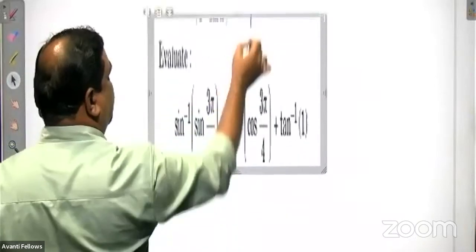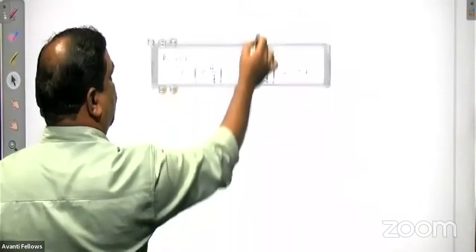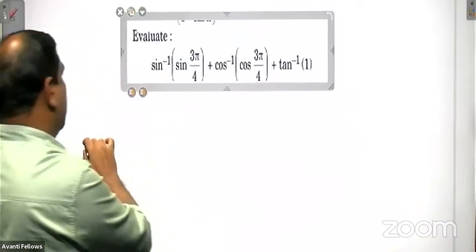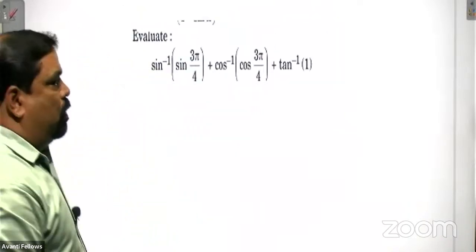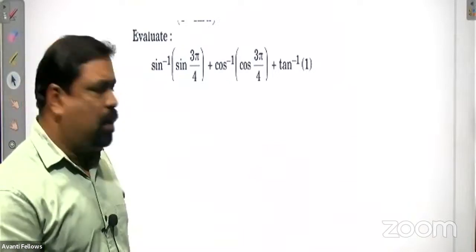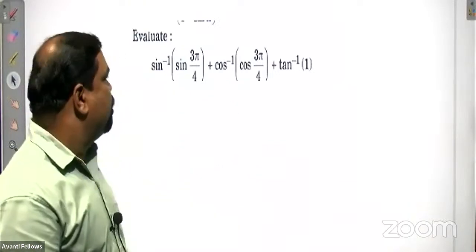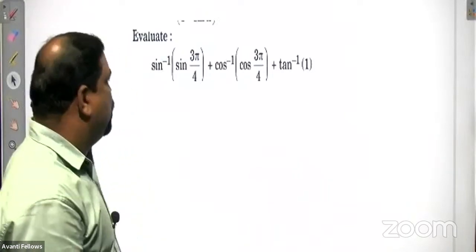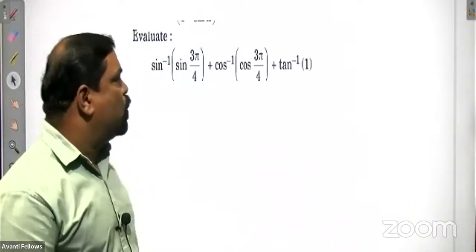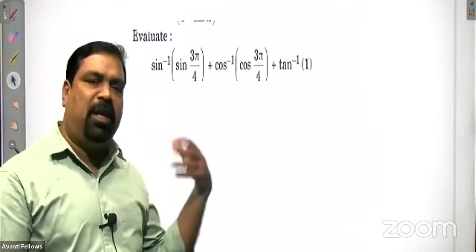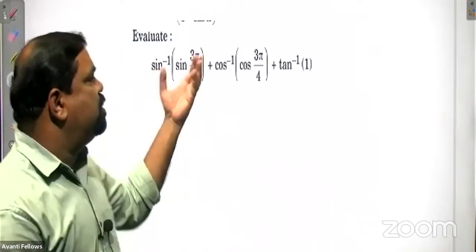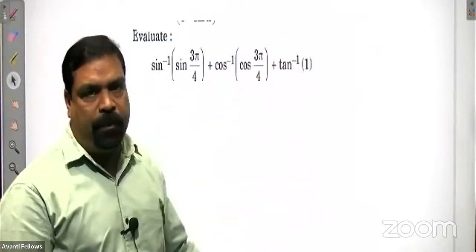The next question. This is a very direct question actually, very simple. Evaluate sine inverse of sine 3 pi by 4 plus cos inverse of cos 3 pi by 4 plus tan inverse 1. Simply we can evaluate each value and substitute it.